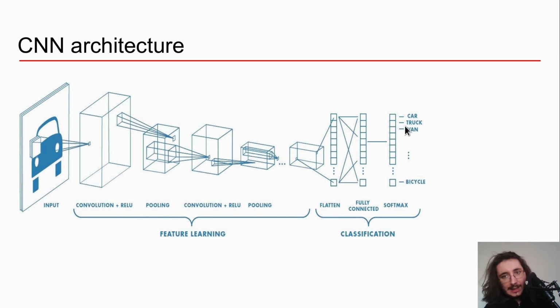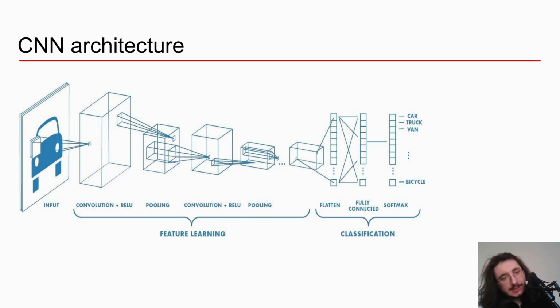In this particular example, we're trying to classify different types of transportation vehicles. So here, softmax is going to give us values for car, truck, van, bicycle, train, or airplane, for example. But let's take a look at this feature learning segment of the CNN, which is the most interesting one for our purposes.